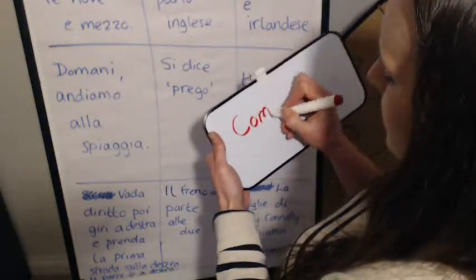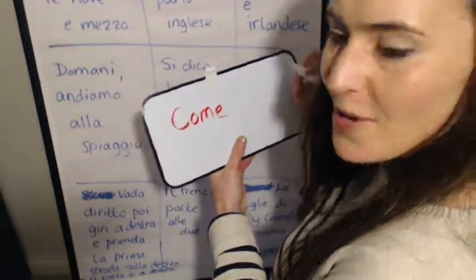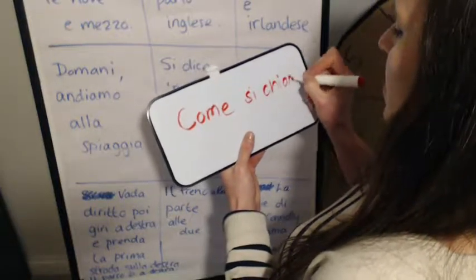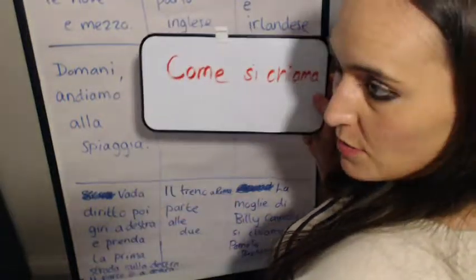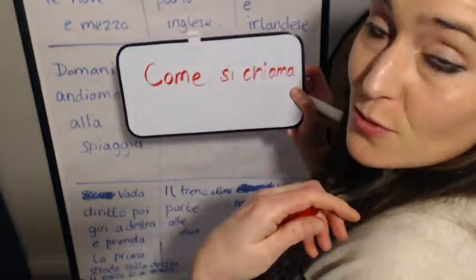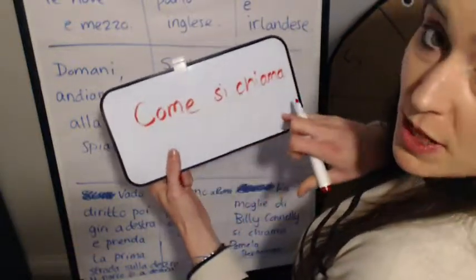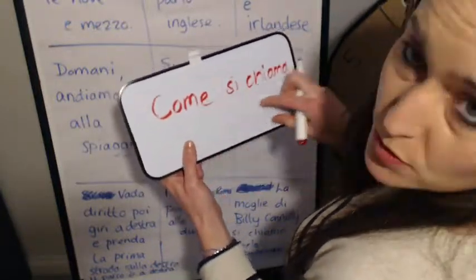Come si chiama lei? Come si chiama? How does he or she call herself? Come si chiama? Remember in the question? Come si chiama lei? How are you called? It's in the lei form, which also means she. So come si chiama. That could mean what is he called as well. You just have to tell the person who you're talking about.